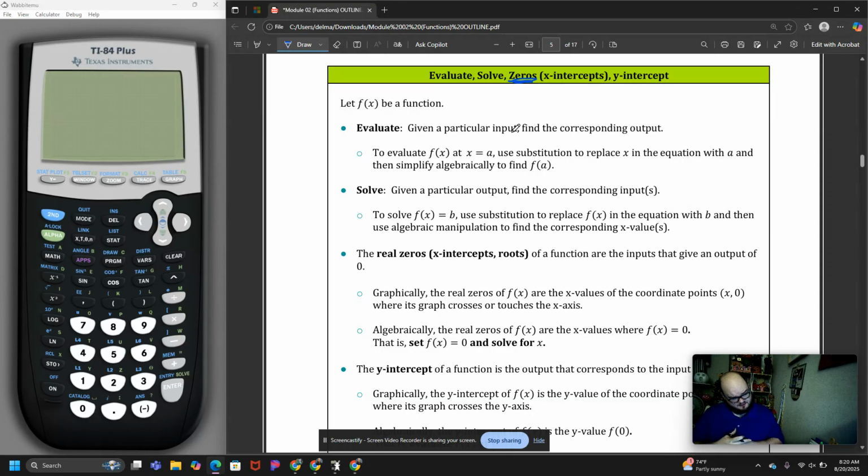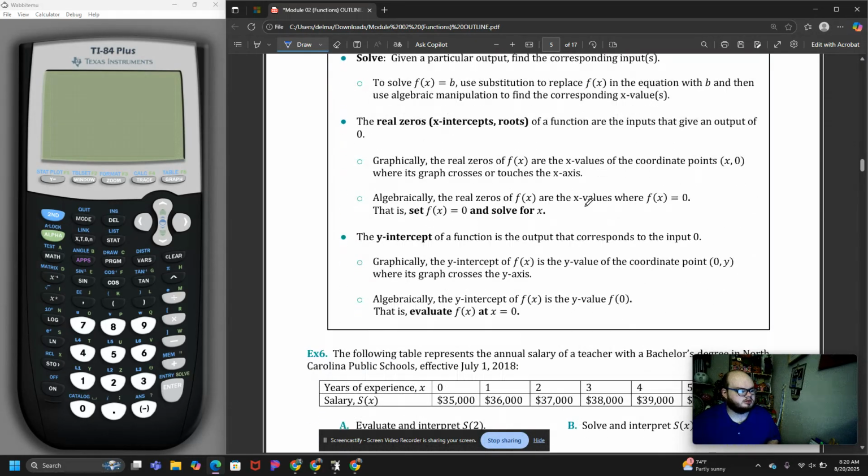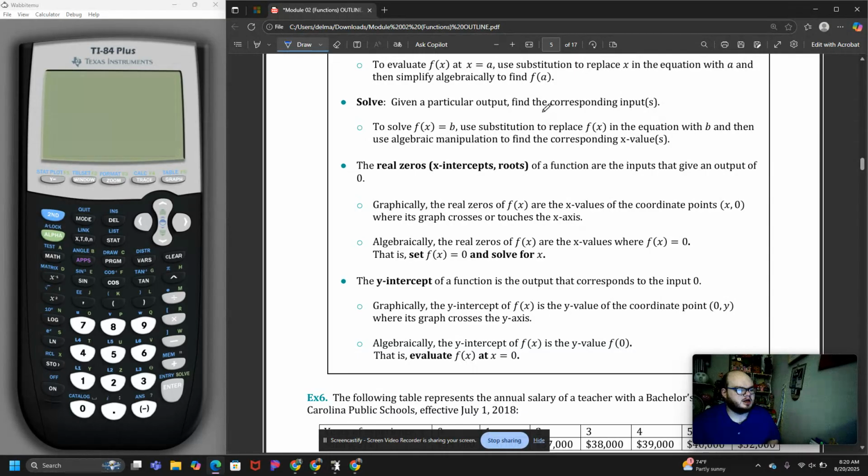So we're going to let f of x be a function. We're going to evaluate by giving a particular input and finding the output, and we'll use substitution. I'll let you all read that. I'll show you the examples. Given a particular output, you find its input.